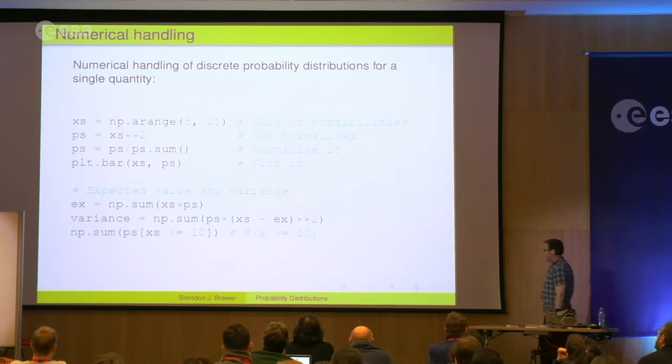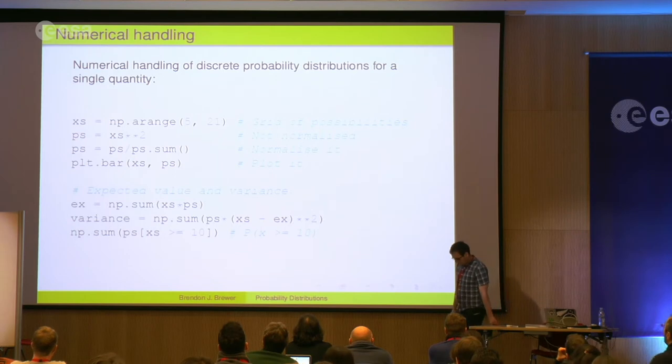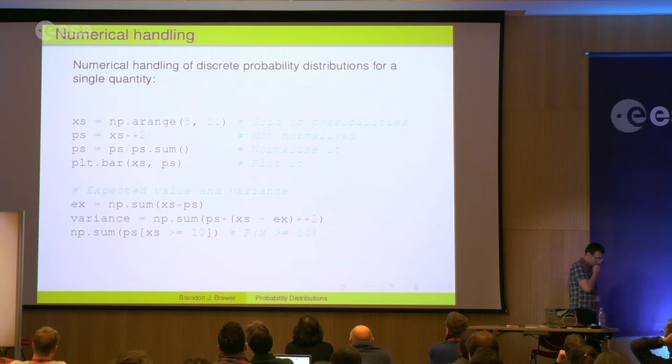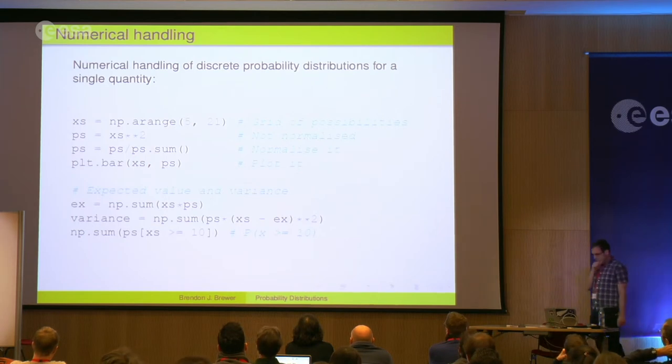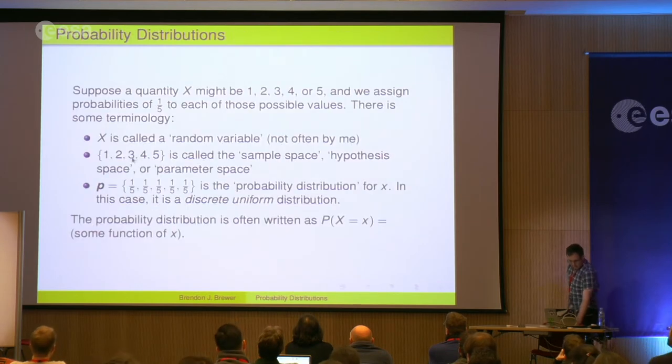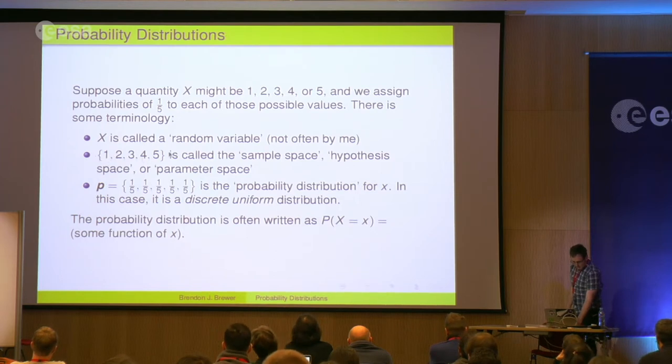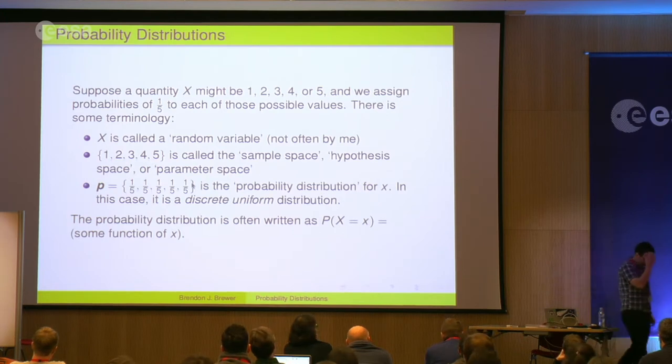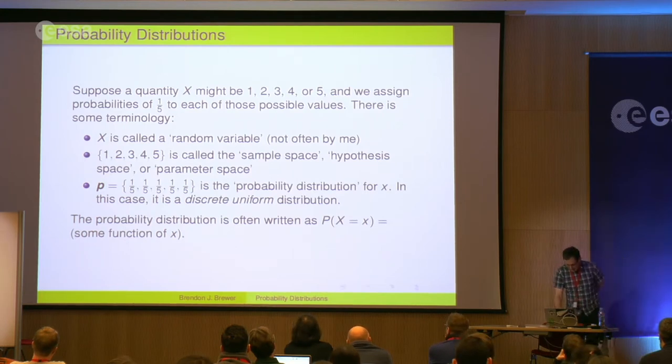Okay. How do we handle probability distributions in code? Well, discrete distributions of one variable are quite easy. You just have vectors. So whatever language you like to use, you could have a vector of x, which just contains these, and a vector of p's, which contains the probabilities. And so all the operations to compute mean and standard deviation and things like that are just little functions you can apply to those two vectors.